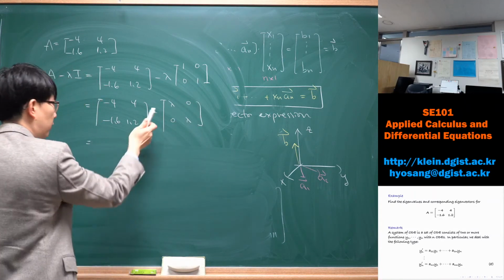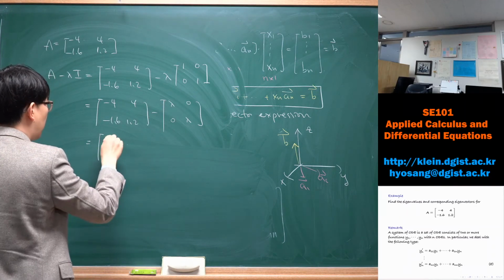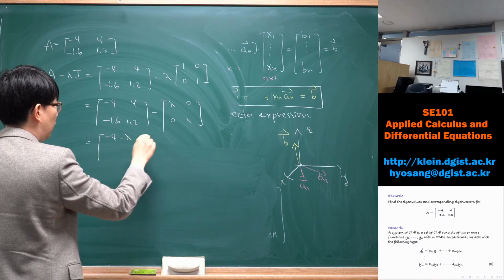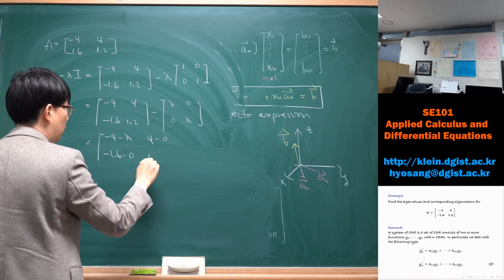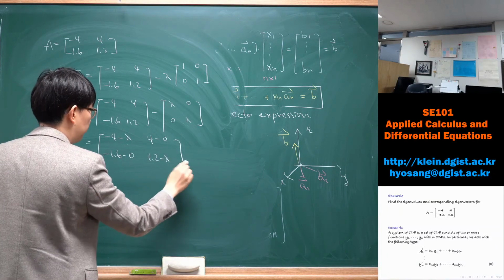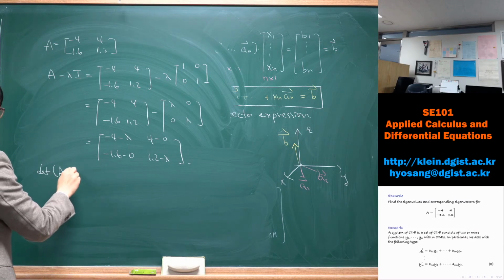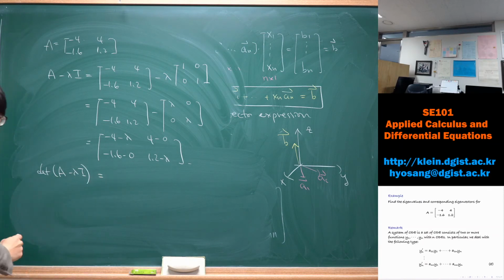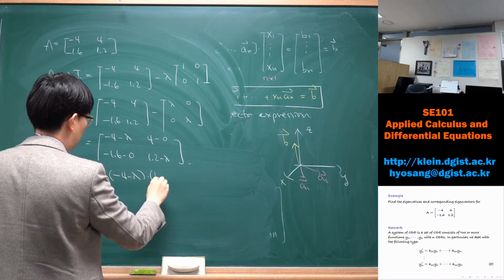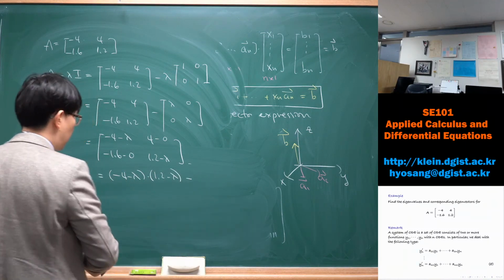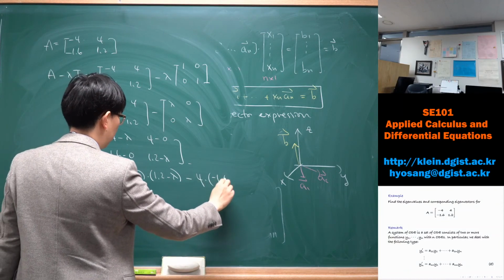When I take the subtraction, I have to do it entry-wise. So we have minus 4 minus lambda, 4 minus 0, minus 1.6 minus 0, 1.2 minus lambda. And then take the determinant of this matrix. So minus 4 minus lambda times 1.2 minus lambda, minus these off diagonals, 4 times minus 1.6.